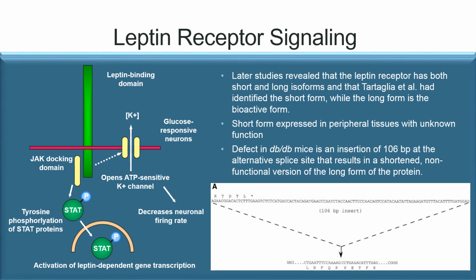What they weren't correct about was that later studies revealed that the leptin receptor has both long and short forms, and that they had identified the short form, while the long form is actually the bioactive form. The short form is expressed in peripheral tissues rather than the brain, with unknown function. The defect in the db/db mice is actually due to an insertion of 106 base pairs right at the alternative splice site between the short and the long forms of the protein. What happens in db/db mice is that this insertion of sequence creates an early truncation of the long form of the protein, which then is, of course, inactive and doesn't give the downstream signals once the leptin protein binds.